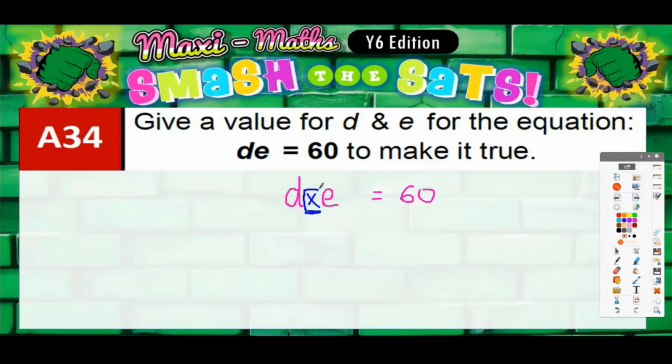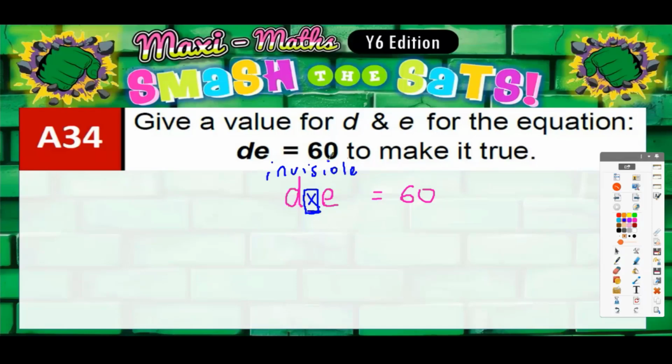Anytime there's two letters in algebra, there's an invisible times sign between them. That is the only symbol you can have that's invisible. You can't have invisible add signs. You can't really have invisible subtract signs or invisible divide signs, but you can have an invisible times sign. So I think that's just worth writing down.